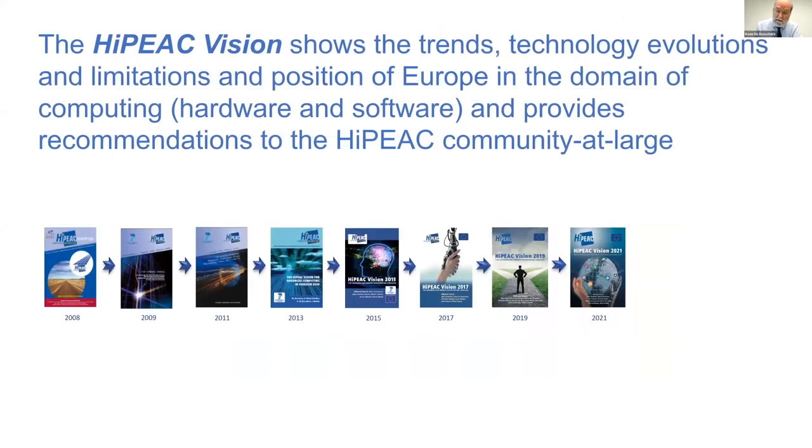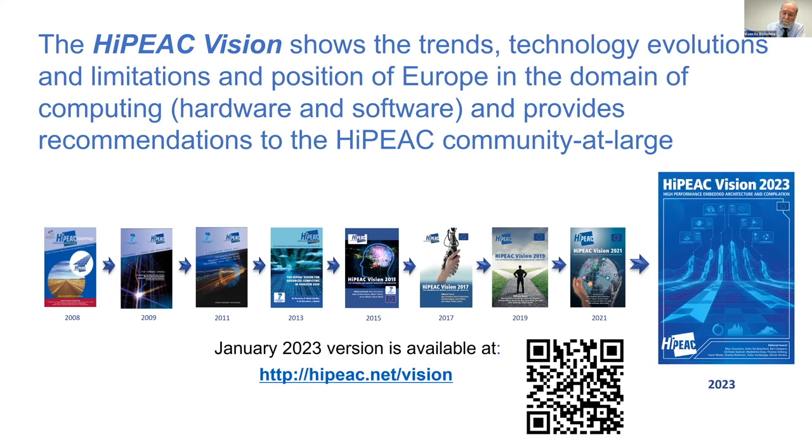Another activity, which is the most important one in this session, is actually the strategic research agenda. We call it the HighPeak Vision, where we try to sketch an overview of the current challenges. We just recently published the 2023 vision. It is available at our website. This is a document. It was printed this month and launched actually at a conference 2 weeks ago.